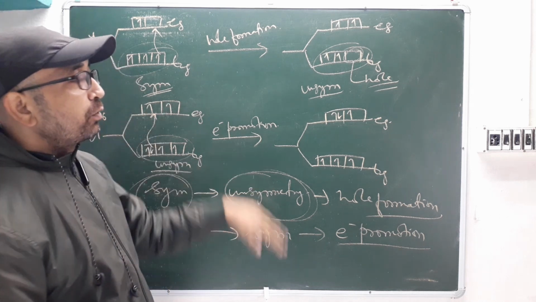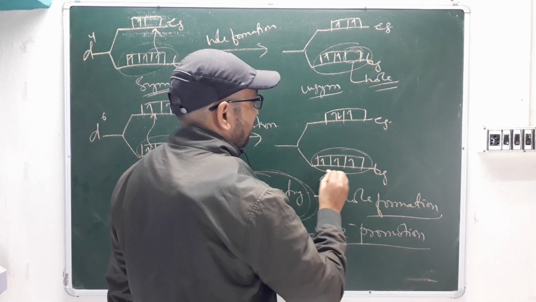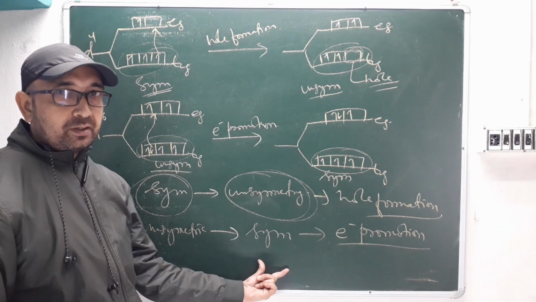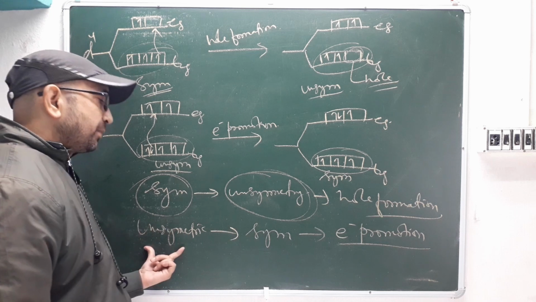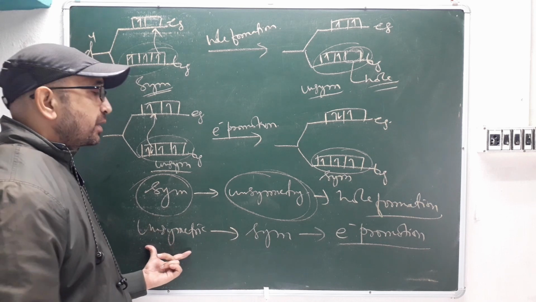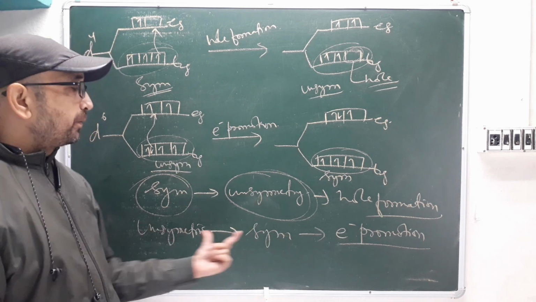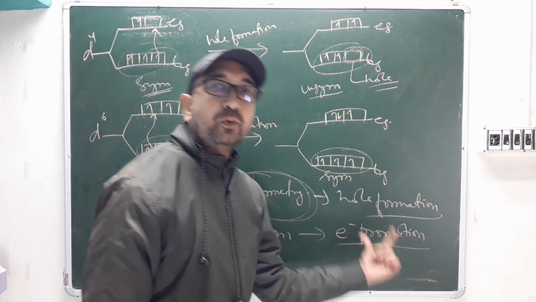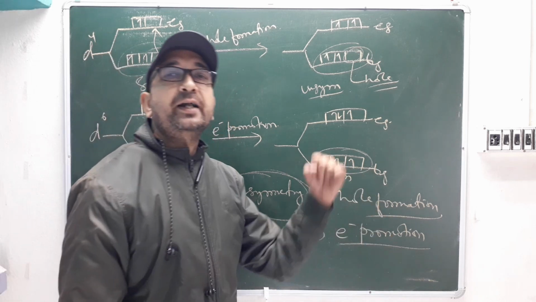After taking out this electron, this becomes symmetric. See? This becomes symmetric, so from unsymmetric to symmetric. Suppose your orbital is unsymmetric, and after taking out an electron it becomes symmetric, then we call it electron promotion.